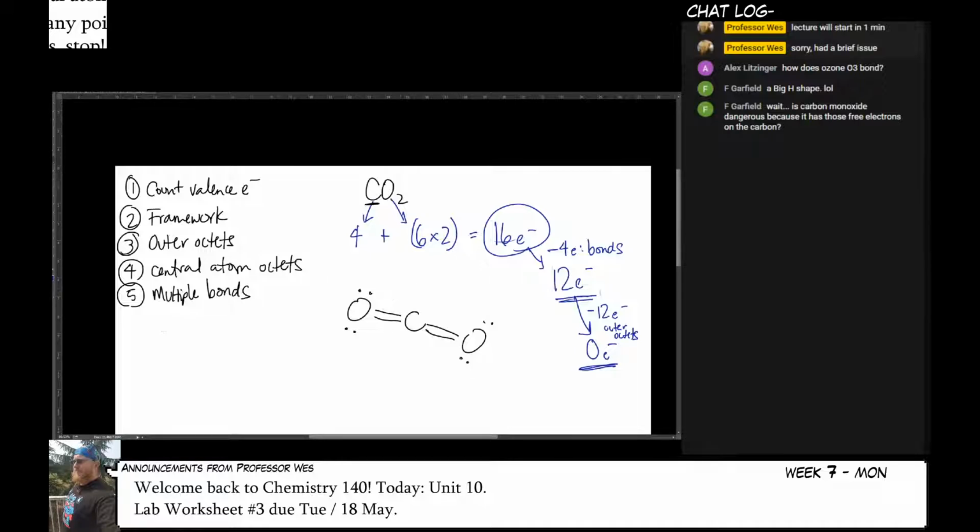So in doing that, now if I check my octets, this oxygen has 8 electrons, 4 dots, and then 2 lines, which are each 2. This oxygen is identical to the other one, and then this carbon has 4 bonds around it for 8 electrons. So this structure that we have drawn here is the correct Lewis structure for CO2, using the 5-step plan.